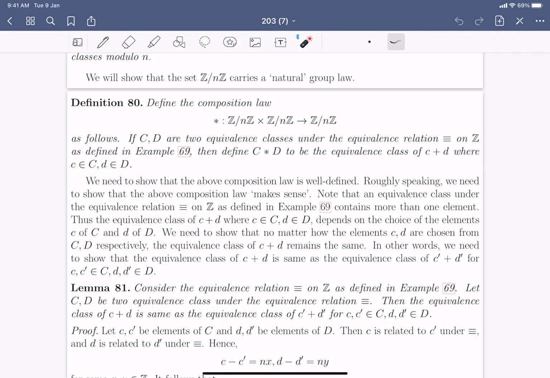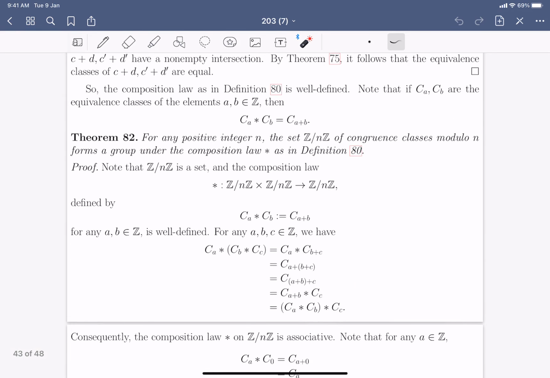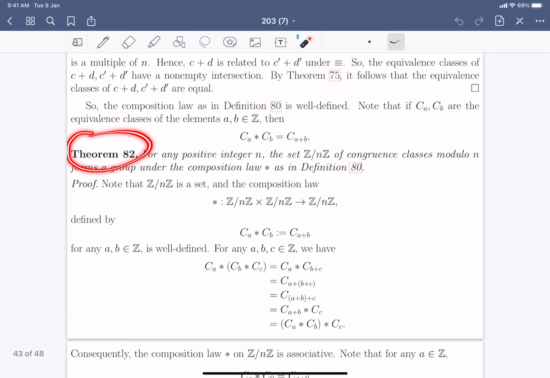And then the question was, does this equivalence class of c plus d depend on the choice of the elements little c and little d from the equivalence classes capital C and capital D? In this lemma, we showed that this is not the case. It is independent of the choices of these representatives. This kind of choice of elements is called representatives. So no matter what c and c prime we choose from C and what d and d prime we choose from D, the equivalence class of c plus d and the equivalence class of c prime plus d prime remain the same.